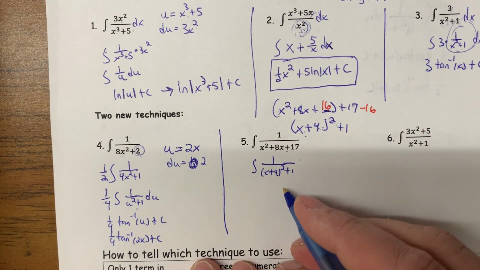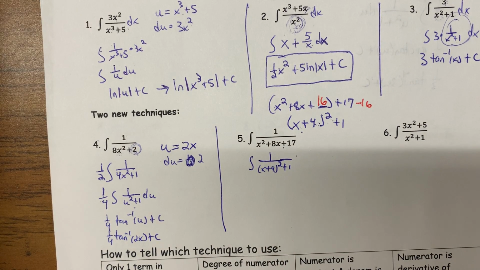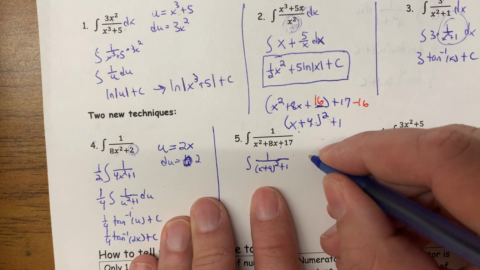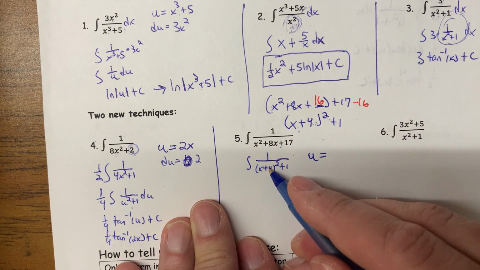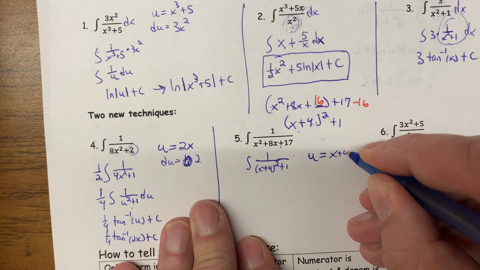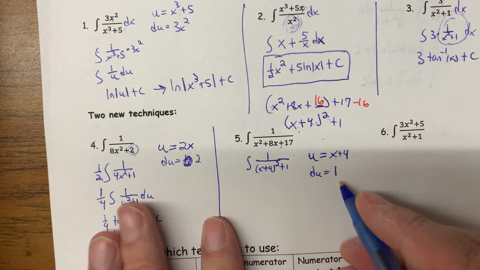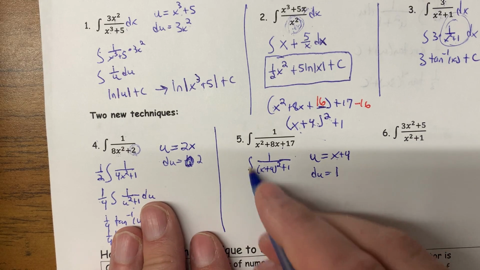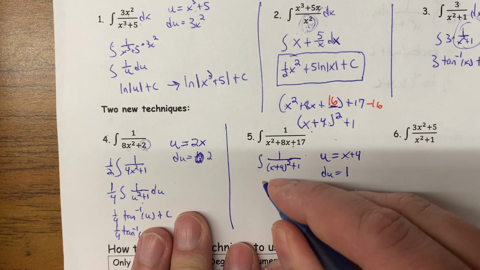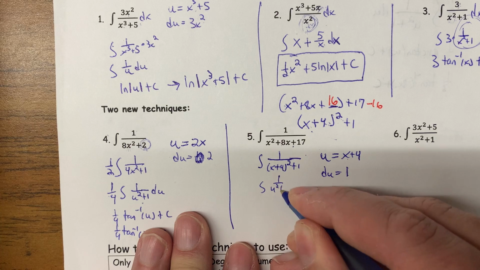Now look, guys. Now this looks like an arctangent, except we need to do a u substitution. What is our u here? Our u is going to be whatever the squared term is, x plus 4. And so du is 1. The derivative of x is 1. And so we don't really need to divide because dividing by 1 doesn't do anything. So this is the integral of 1 over u squared plus 1.